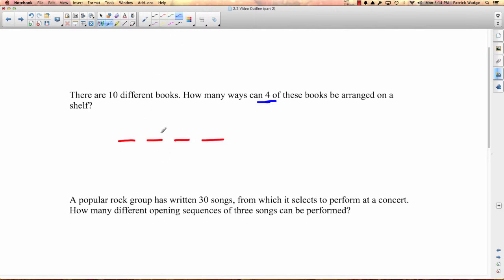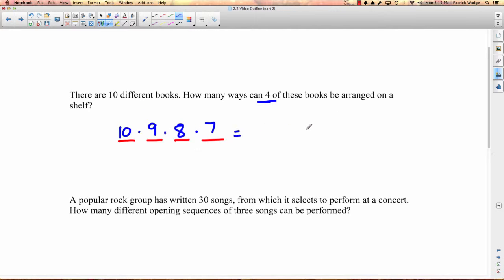How many books could you choose from in the first spot? You could put any of the books, so you could put 10 books in the first spot. Now you've used 1 book, so how many could go in the second spot? Just 9. How many could go in the third spot? Well, you've used 2 already, so there's only 8 left. And then in this spot, there's only 7 left. So if you multiply 10 times 9 times 8 times 7, you'll get your answer.